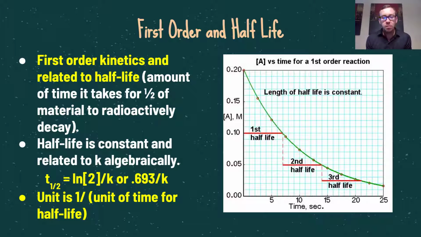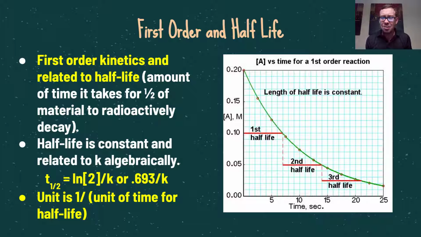Now the unit for your value for K is going to be 1 over whatever your unit of time is for your half-life. So if I take a look at my graph here and notice that the time is in seconds, then if I were to calculate the value for K for this, the unit would be 1 over seconds.